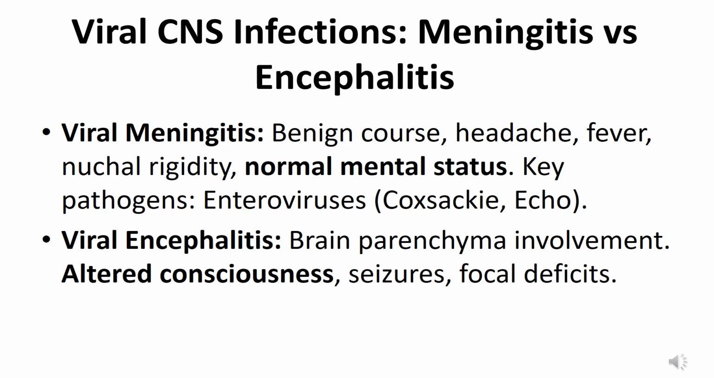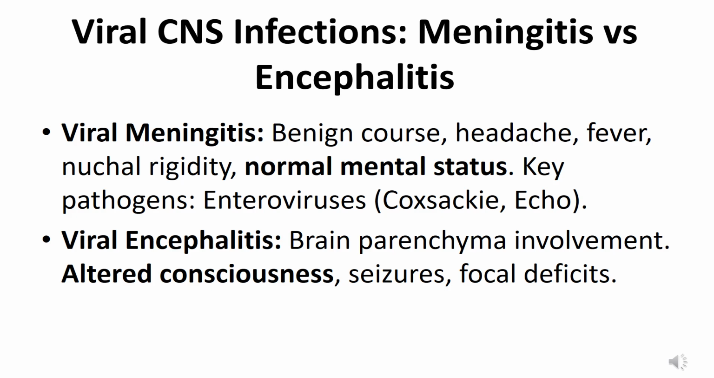Viral infections of the central nervous system can present in two very different ways: viral meningitis and viral encephalitis. Although the terms are sometimes used interchangeably, they involve different structures of the nervous system and often have very different clinical implications. Viral meningitis occurs when viruses inflame the meninges, the protective membranes surrounding the brain and spinal cord. Fortunately, it usually follows a relatively benign course. Most patients recover completely with supportive care, although the symptoms can still be quite distressing.